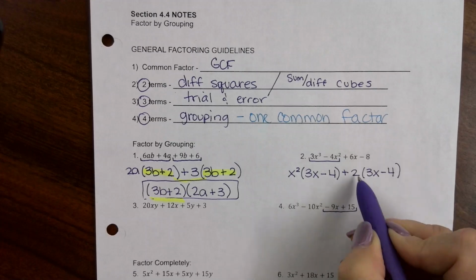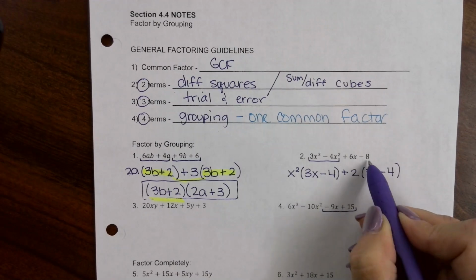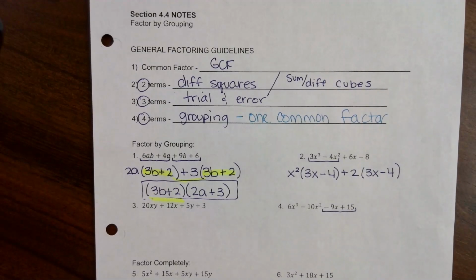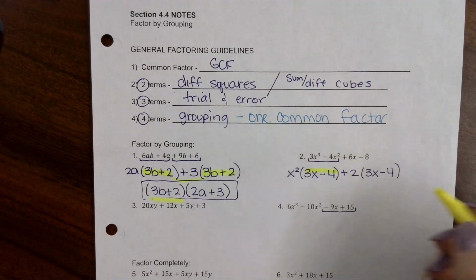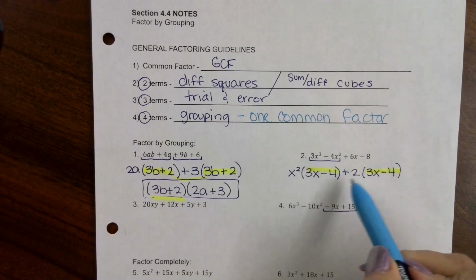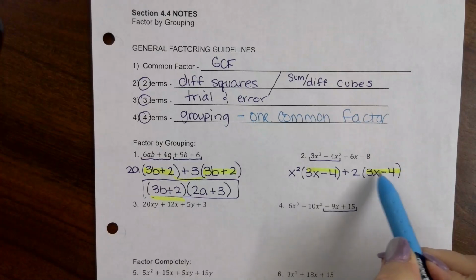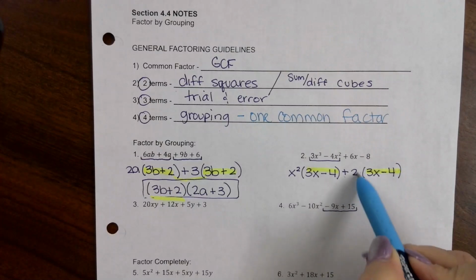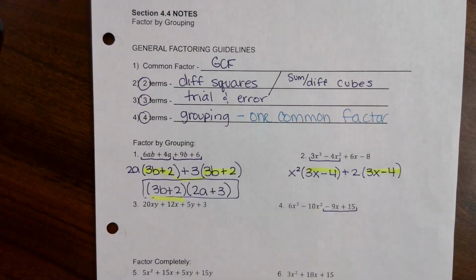Now let me check this one. 2 times 3 is 6x. 2 times negative 4 is negative 8. So here's what I have: 3x minus 4, 3x minus 4. They're the same. Now, if I would have pulled out a negative 2 and my signs were different in here, I want to go back and reevaluate this part of it and make sure that it's going to work.